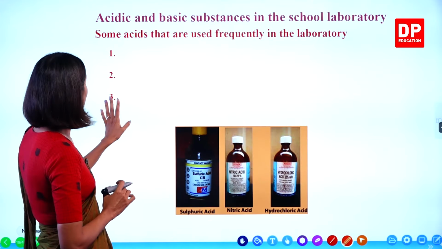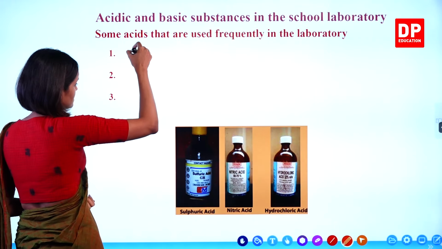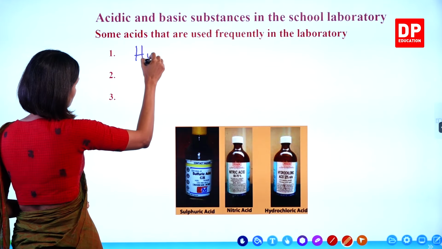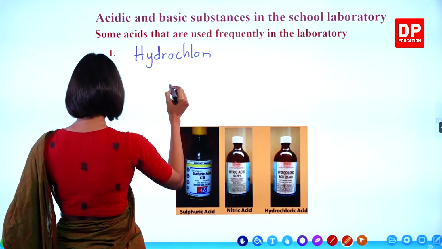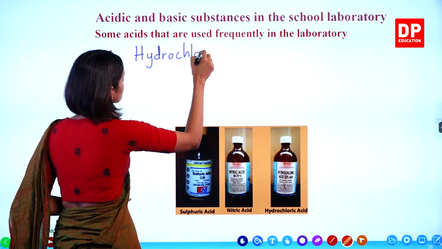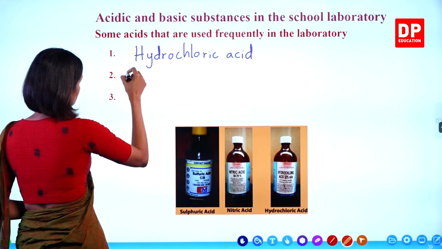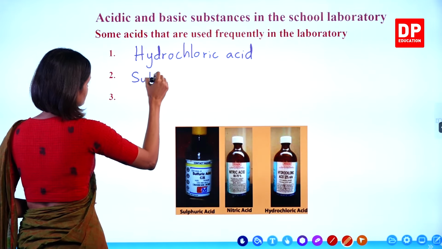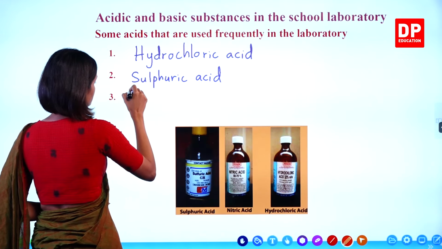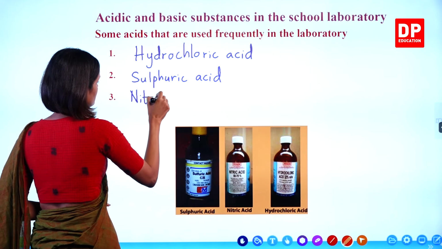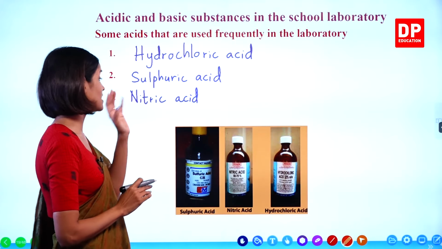Okay. So we will write some acids that are used frequently in the laboratory. Hydrochloric acid. Sulfuric acid. Nitric acid. Right? Hydrochloric acid, sulfuric acid, nitric acid.